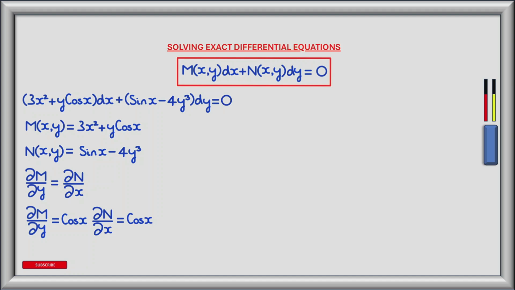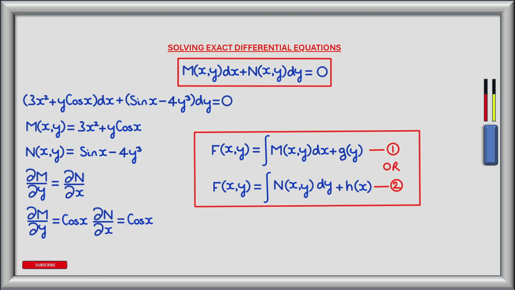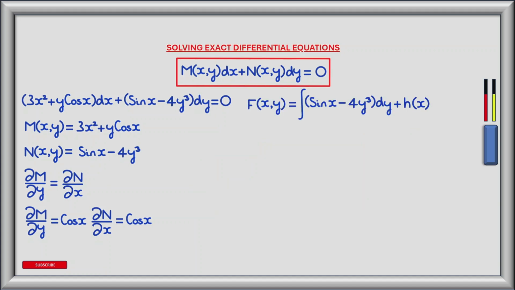Now, let's apply what we know about exact differential equations to find a potential function f. We know that potential function f is either the integral of M dx plus g, which is a function of y, shown here in equation 1, or potential function f is the integral of N dy plus h, which is a function of x, shown here in equation 2. We can use either of these to find the potential function f, and for this example, I'm going to use equation 2. So let's integrate function N, shown here, with respect to y.